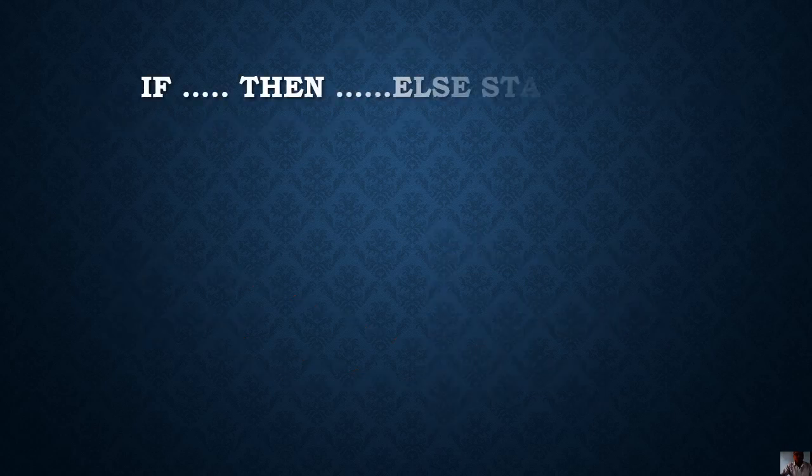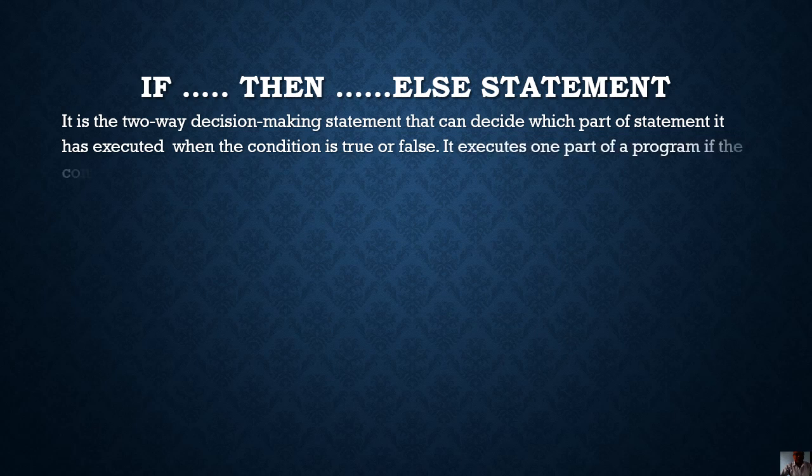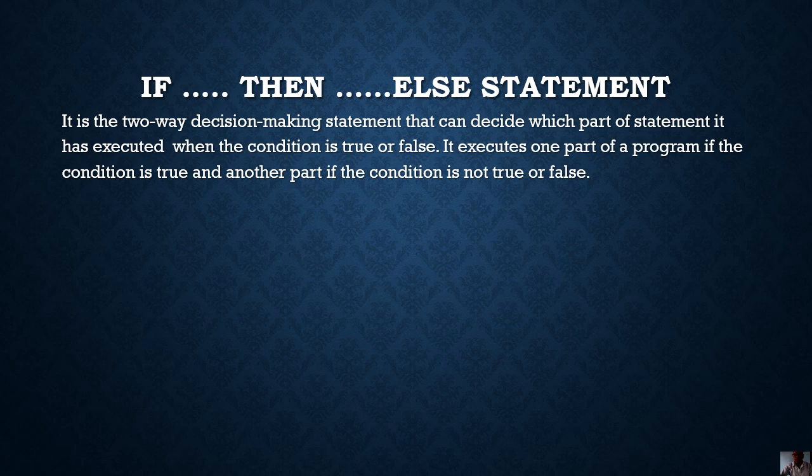Here is the if then and else statement. It is a two-way decision making statement that can decide which part of the statement is executed. When the condition is true or false, it executes one part of the program if the condition is true, and another part if the condition is not true. If the condition becomes false, then it will go to the next condition. Let's see the syntax here.